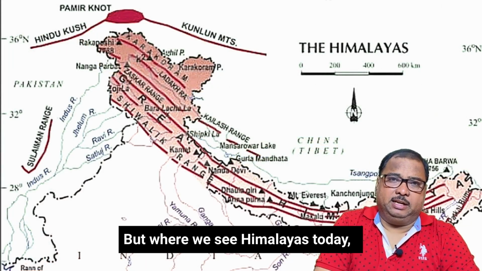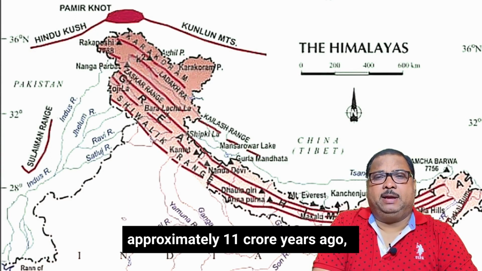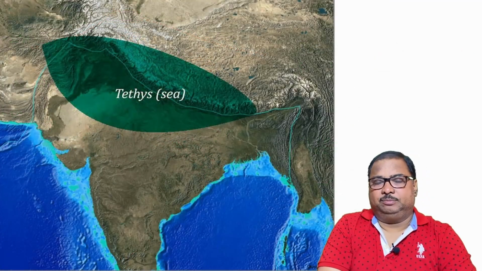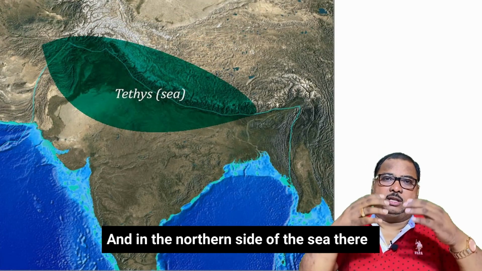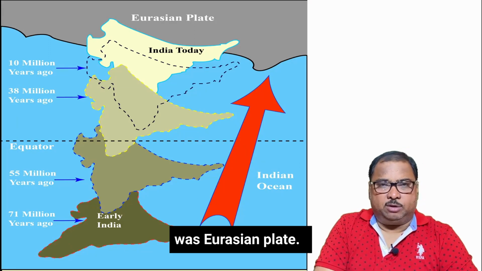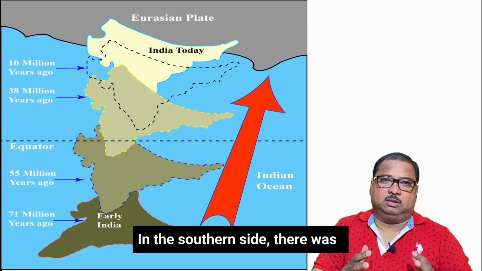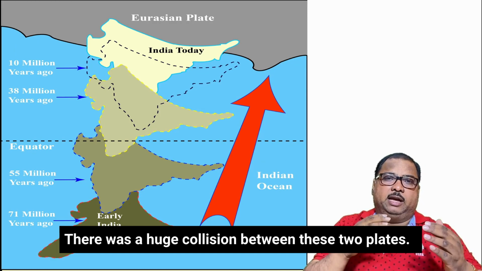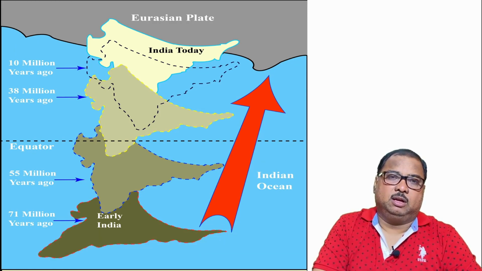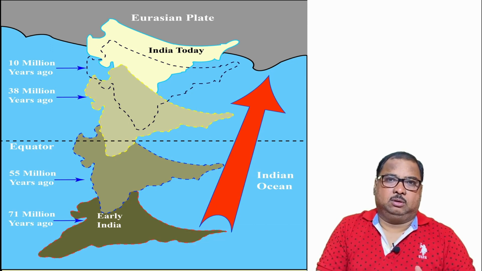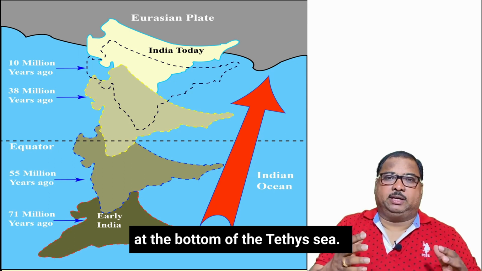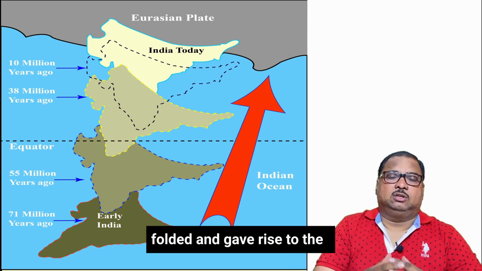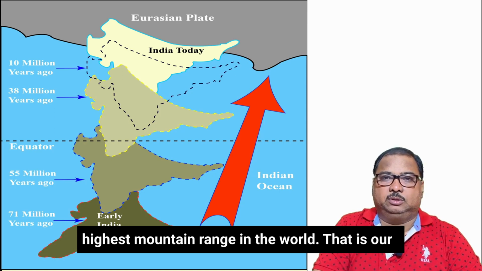But where we see Himalayas today, approximately 11 crore years ago, there was a sea. Its name was Tethys Sea. And in the northern side of the Tethys Sea, there was Eurasian plate. In the southern side, there was the Indo-Australian plate. There was a huge collision between these two plates, and due to this collision, the sediments at the bottom of the Tethys Sea folded and gave rise to the highest mountain range in the world, that is our Himalayas.